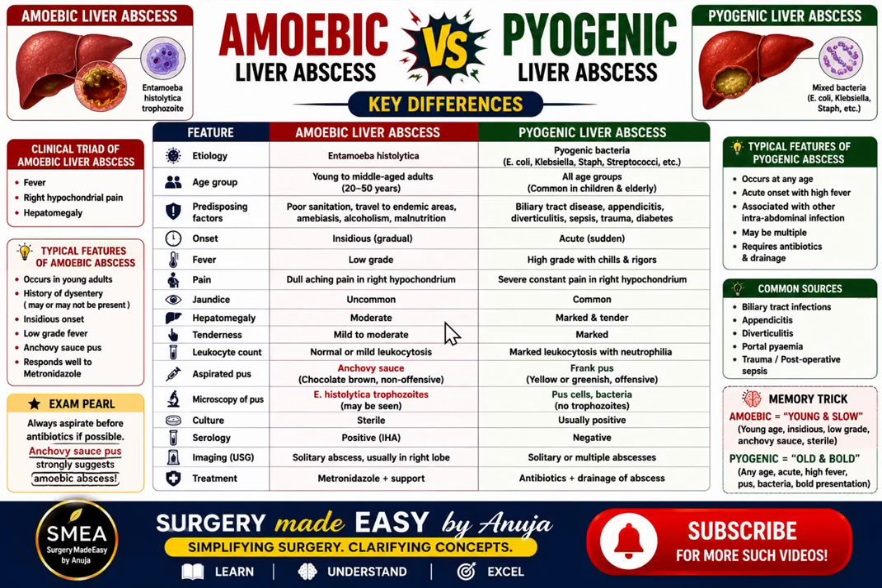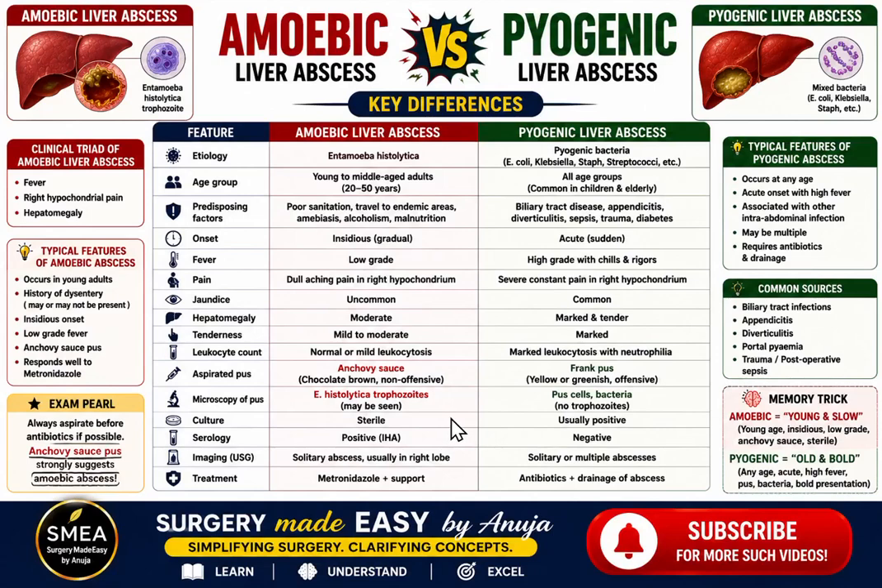Jaundice is usually uncommon. There may be moderate hepatomegaly as well as tenderness in the right hypochondric region. The patient may have a normal leukocyte count or mild leukocytosis. On aspiration of the content, we will see anchovy sauce or brown chocolate colored non-offensive collection of pus. On microscopy of this pus, we may find Entamoeba histolytica trophozoites.